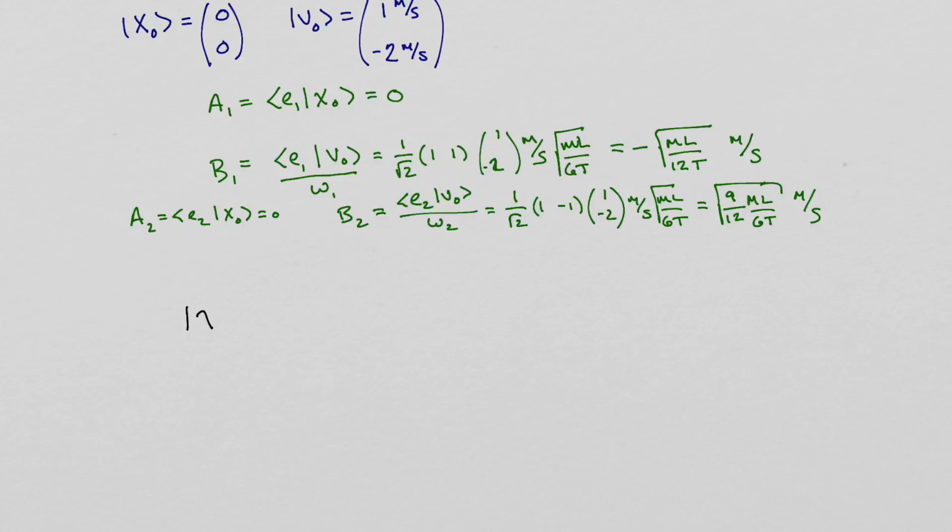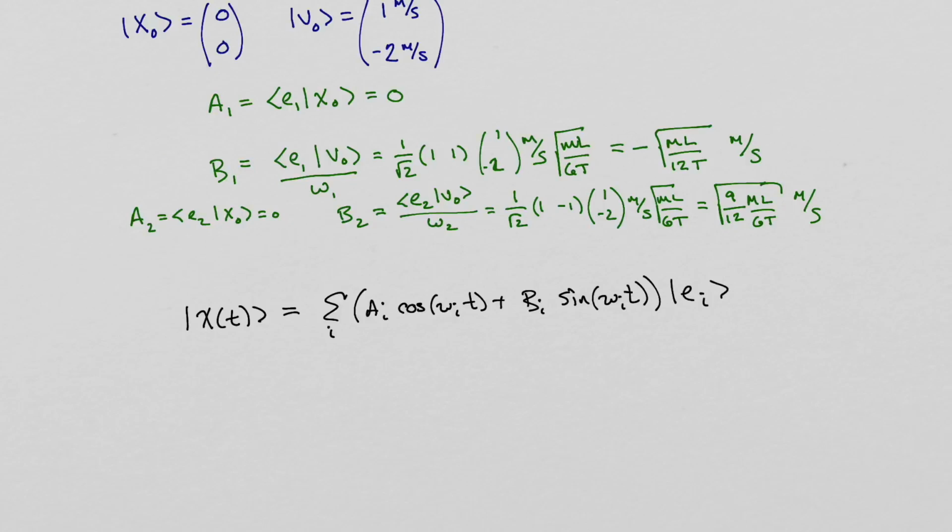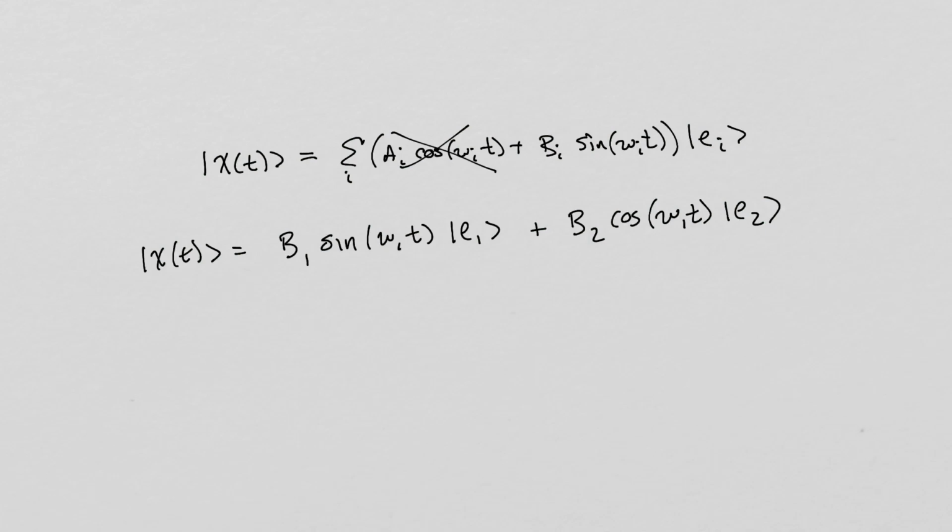And I could say then that the full solution, x of t, which is going to be the sum over i of A_i cosine omega_i t plus B_i sine omega_i t times e sub i, right? I can plug in these expressions. Both of those go away. So I can do one more line of algebra, which gets me to the point where x of t is equal to just the B1 sine omega 1 t e1 plus B2 cosine omega 2 t e2.